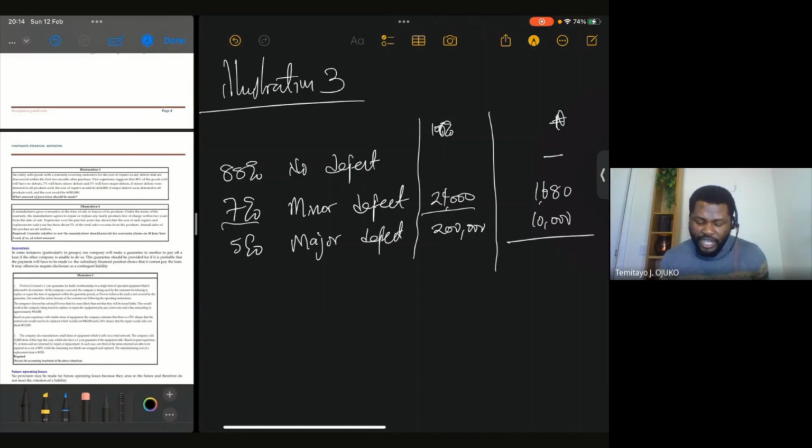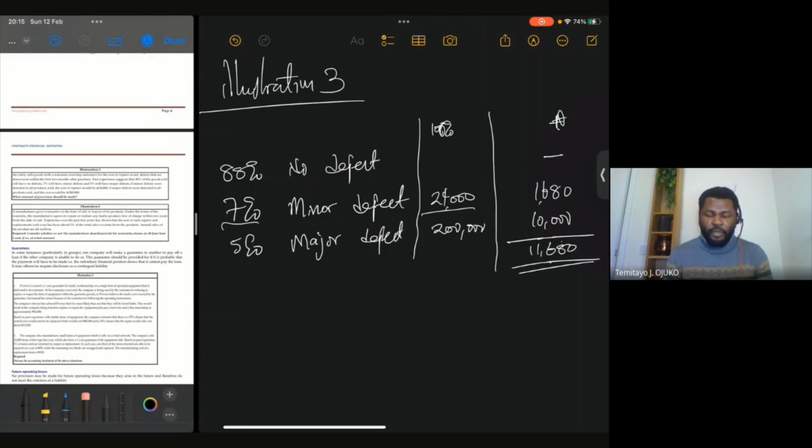Now, that is that about this. The total amount of provision that should be made by the company is 60,000. Sorry, 11,000. Should be 11,680. It's as simple as that.